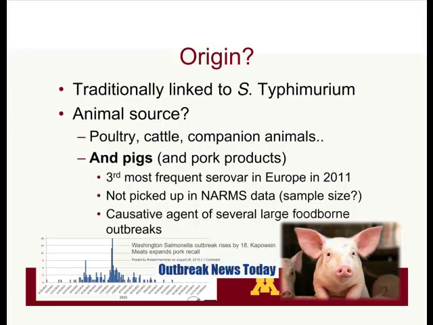In 2011, in a study, they described it as the third most frequent serovar recovered from swine. However, this is not so much picked up in the NARMS data, as Dr. O'Connor said. So you do see some increase, but it's still below 2% or 3%, so it doesn't become so evident when you look at the samples that are collected at the slaughterhouse. Again, it has been reported as the causative agent of several large foodborne outbreaks. Probably all of you remember the one in Washington State last year in 2015. So no wonder that it's an important foodborne pathogen.